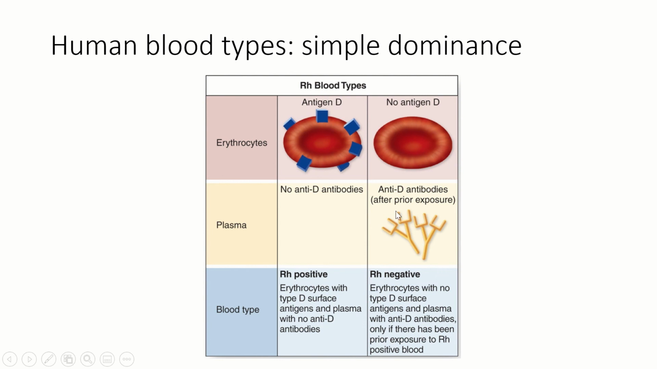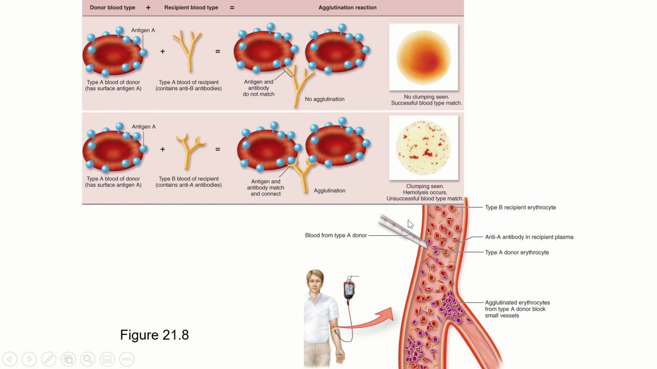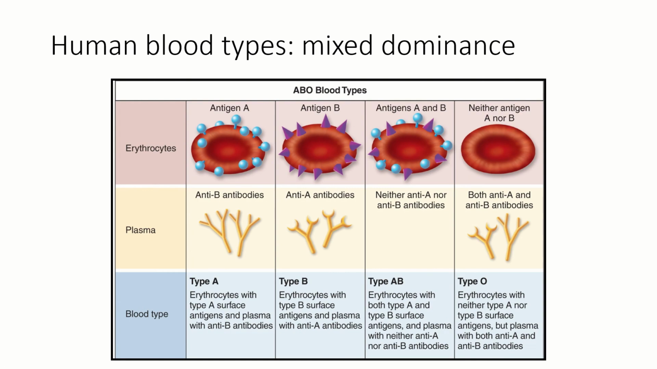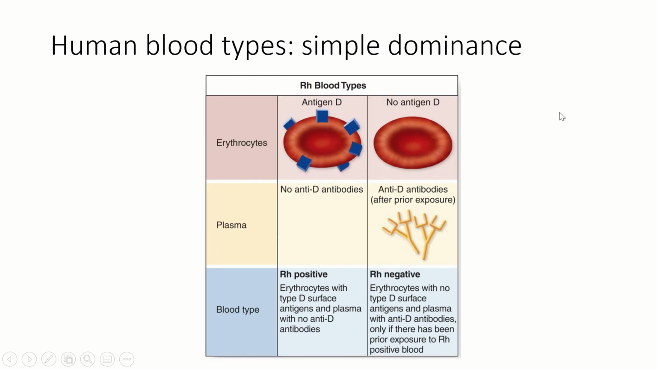We now have drugs to prevent the mother's body from making antibodies, but it can be fatal to the fetus in the second pregnancy, for reasons that we don't understand why it doesn't affect the first. But for the second pregnancy, if mom has antibodies, they can bind to the fetus's blood and kill the fetus. Okay, so complicated, right? Mixed dominance, simple dominance of positive, negative.